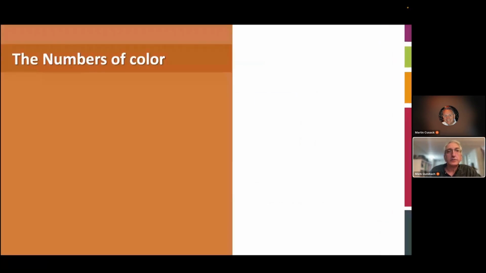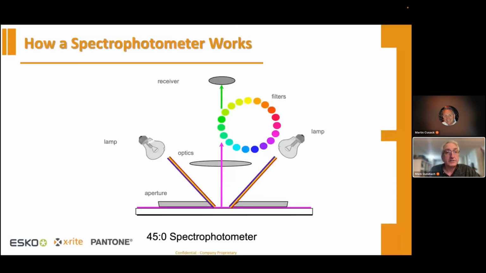All right, let's roll into the numbers of color. We're going to quantify these colors, okay? So for starters, let's talk a little bit about how a spectrophotometer works. The sample is across the bottom here. The typical instruments we use mostly in our industry, like the Exact and the Exact 2, are what we call a 45-0 spectrophotometer. What that means is the light is projected at 45-degree angles to the sample, and then the 0 degree straight up is the reflectance that goes into the receiver or the sensor on the instrument.